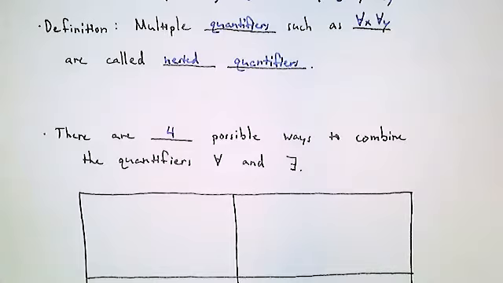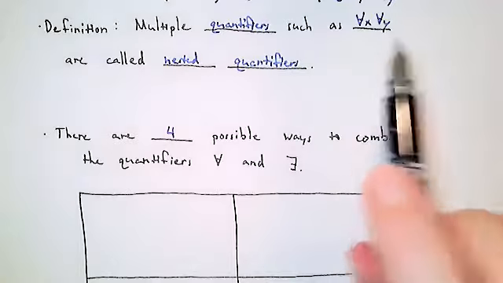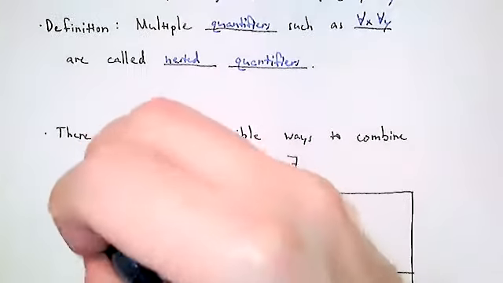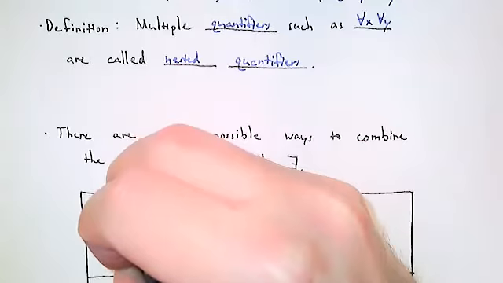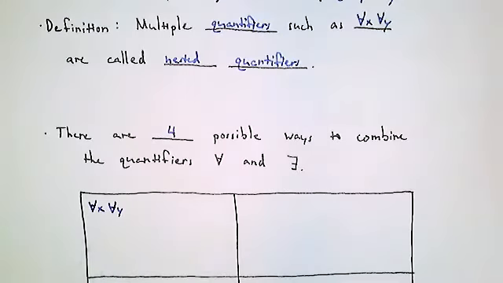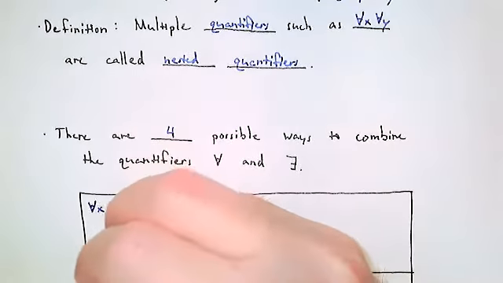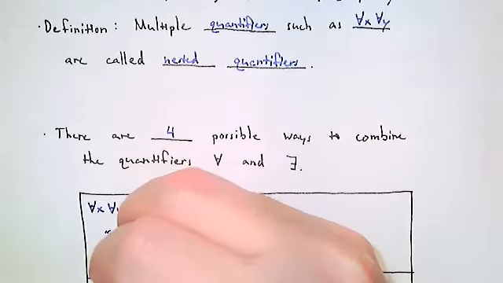Okay, so I can fill out this top row while he's writing. So the first possible way is the one that we've already seen, where you have two universal quantifiers, two A's. And what this one says is for all x and for all y. So let's just write that little phrase here.